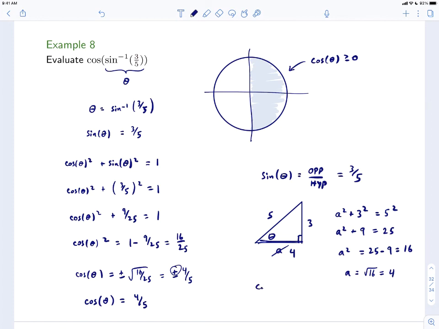But cosine of theta is adjacent over hypotenuse. And we just worked out that the adjacent side is 4 over the hypotenuse is 5. So you get 4/5 that way as well. So you get the same thing either way.